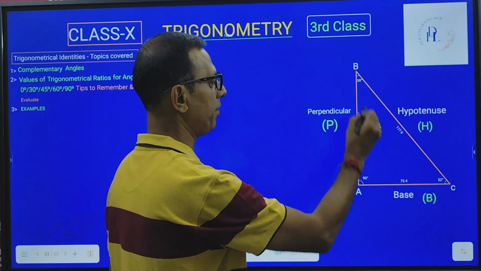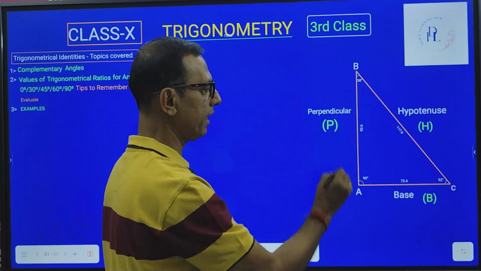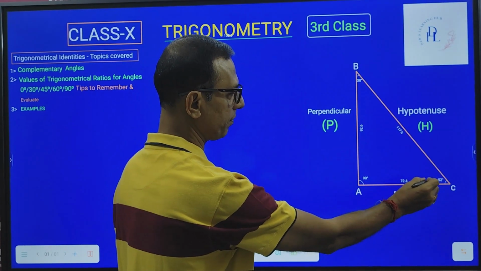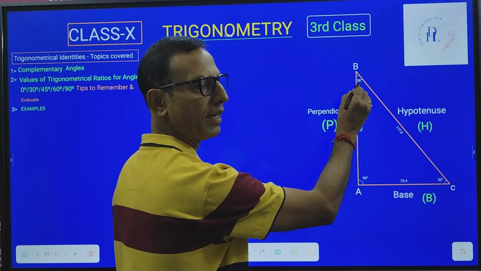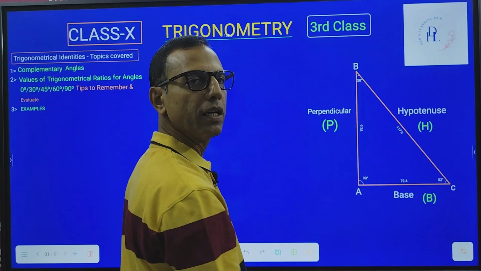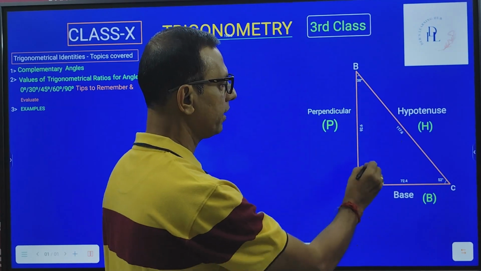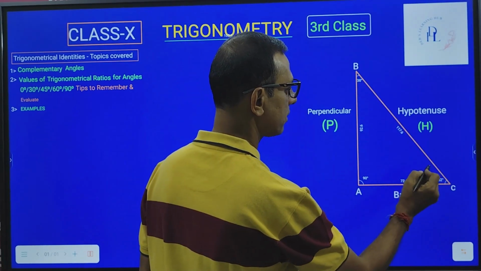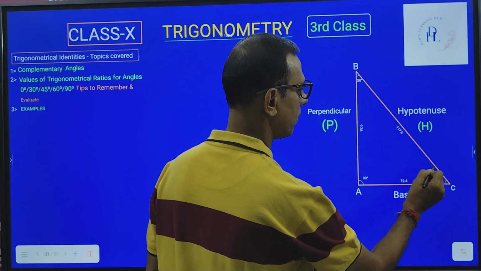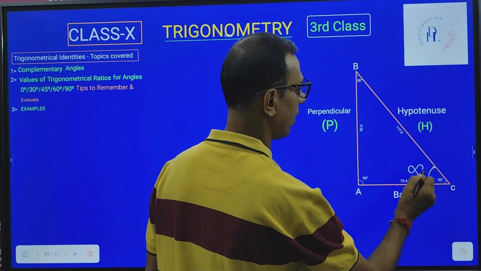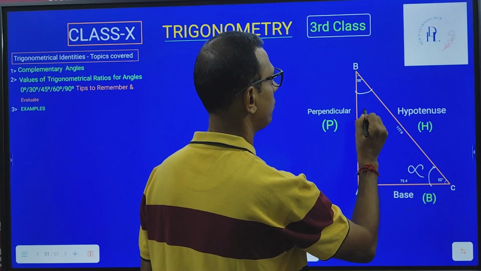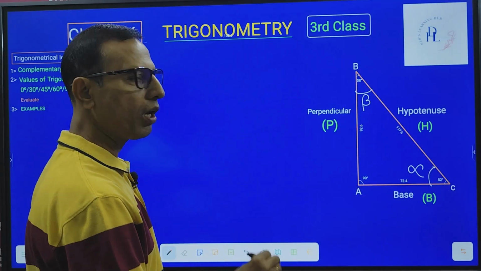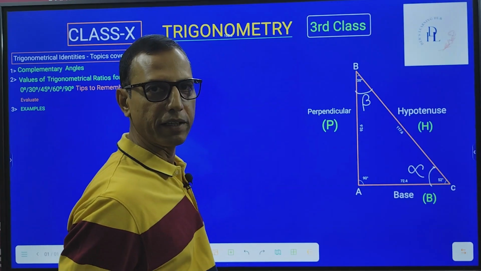In this triangle ABC, angle A, BAC or CAB, is 90 degrees. Angle C, you can see, is 52 degrees. Angle B is 38 degrees. So altogether A plus B plus C is 180 degrees. Now let's assume angle C is alpha and angle B is beta. Okay. So now, what is a complementary angle?